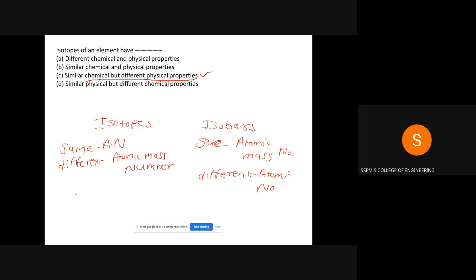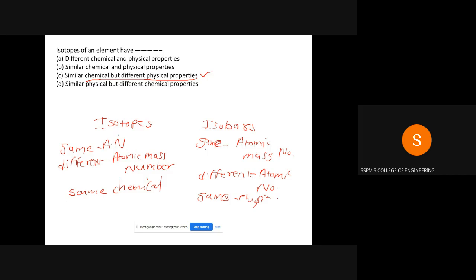Isotopes contain the same chemical properties, but physical properties are different. Isobars have similar physical properties, but different chemical properties. So when you remember one, the other will be opposite to that.